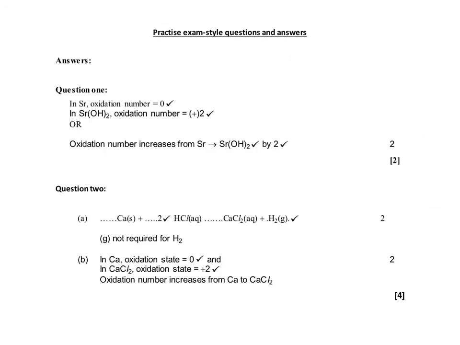It's quite straightforward. We said what the oxidation number was originally, and we said what the oxidation number was in the final species. We balanced our equation, getting both parts right, and we did the same thing again in our second answer. So in a nutshell, that's how you put it together in exam questions.